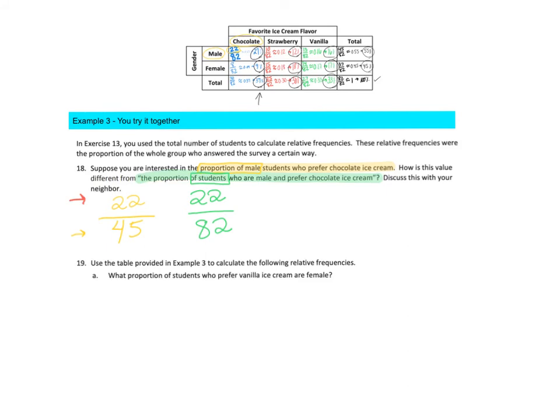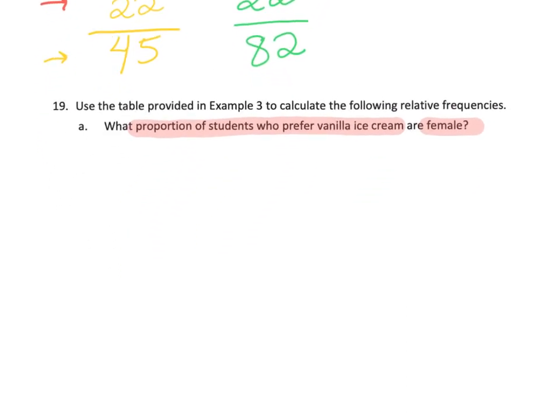All right, number 19 says, use the table provided to calculate the following relative frequencies. What proportion of students who prefer vanilla ice cream are female? So we're looking for the proportion of students who prefer vanilla ice cream that are female. So there's a few things I want to write down here for our numerator and denominator. The first is our top number is going to be female students who prefer vanilla ice cream. Female and vanilla. Okay? Our bottom is going to be the total students who prefer vanilla ice cream.